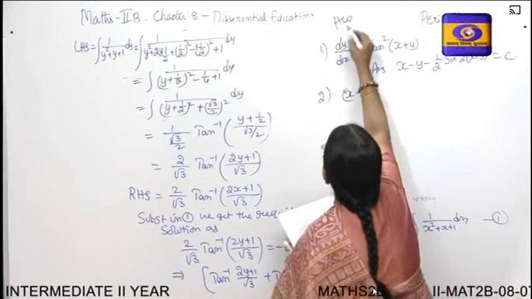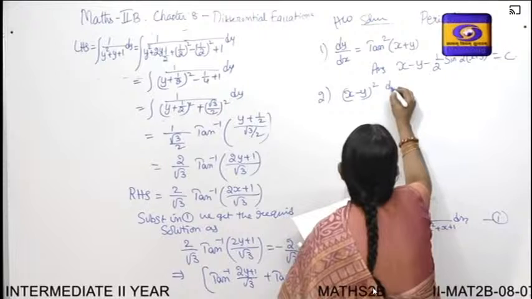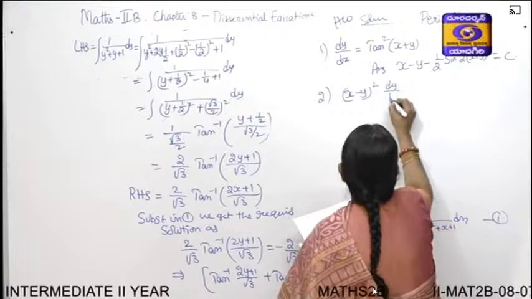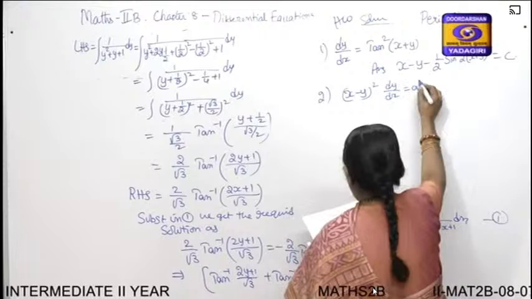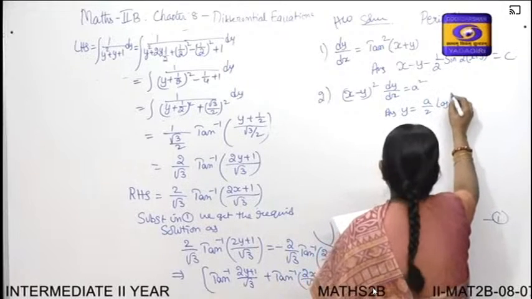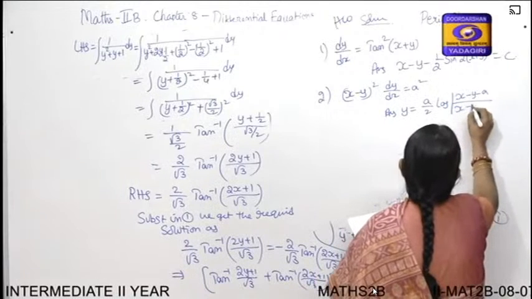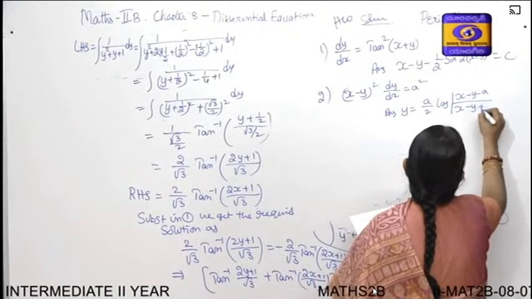Solve the differential equations. x minus y whole square dy by dx is equal to a square. So the answer is y is equal to a by 2 into log of x minus y minus a by x minus y plus a.